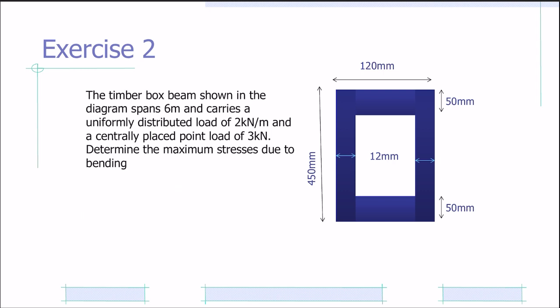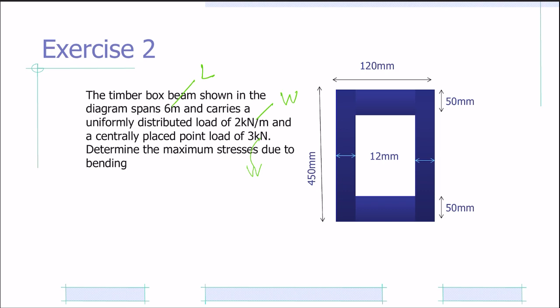Now we're going to look at exercise 2. The timber box beam shown in the diagram spans 6 meter and carries a uniformly distributed load of 2 kilonewton per meter. Means that this is W, this is length. And centrally placed point load of 3 kilonewton. So you have another load which is point load. Determine the maximum stresses due to bending.